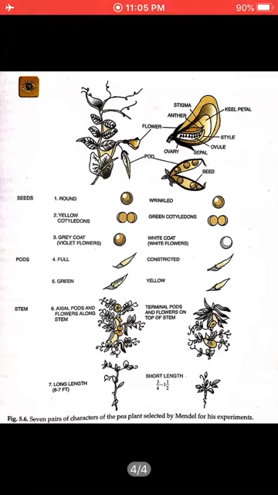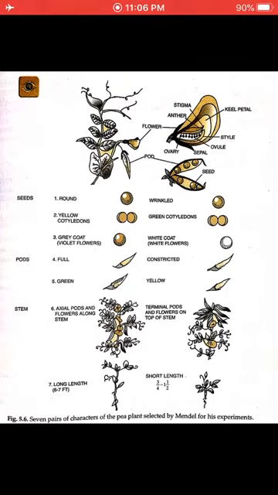While studying the pea plant, Mendel came across various contrasting characters. Those are the first seven pairs of contrasting characters. This can come in an exam. It's very handy, so please remember this. Seeds can be round or wrinkled. Cotyledons can be yellow or green, and the seed coat can be grey or white. Opposite of round is wrinkled, yellow opposite green, and grey coat opposite white coat.